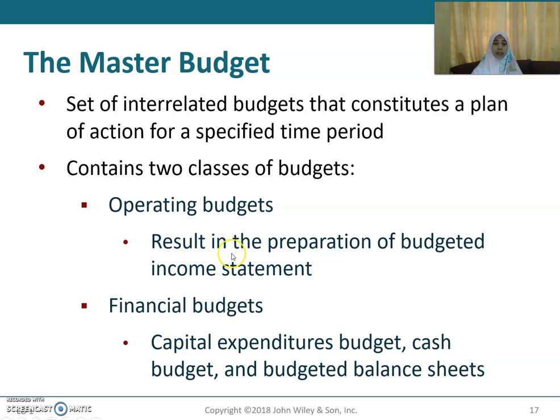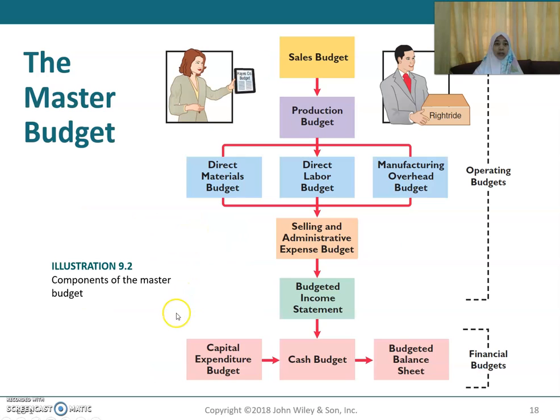Your operating budgets result in the preparation of the budgeted income statement, whereas your financial budget includes the capital expenditure budget, cash budget, and the budgeted balance sheet. Okay, so your master budget will consist of your operating budgets and your financial budgets.